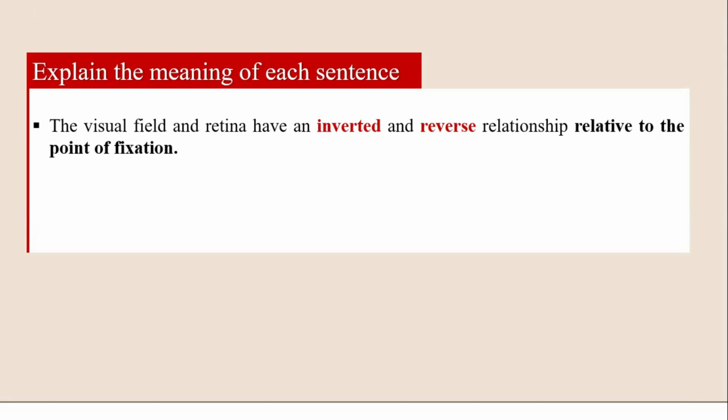If you want to interact in the chat, it's okay. Yeah, so the visual field and retina have an inverted and reverse relationship relative to the point of fixation because, suppose the supranasal retina is involved, or there is nerve fiber layer loss of the supranasal part of the retina, then we'll get an infratemporal field defect. So they are inversely related to each other. Yeah, excellent.